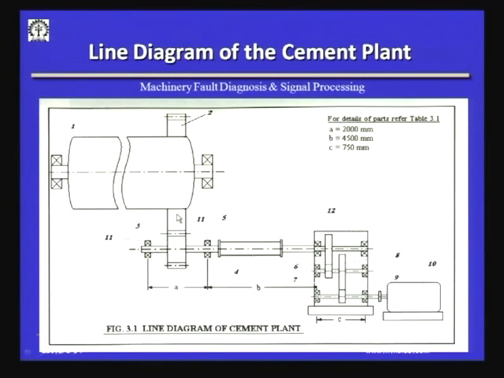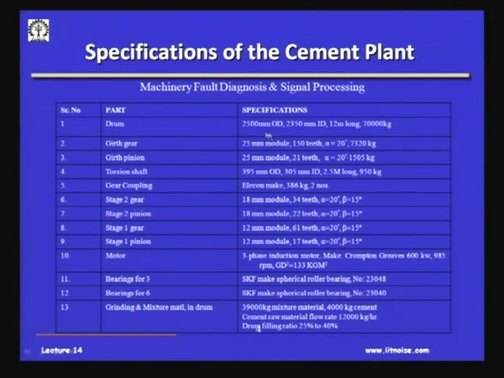So, this is just to give you a small example of the dimensions of this plant. This drum has an OD of 2500 millimeter, ID of 2350 millimeter, and it is 12 meter long. And it weighs about 70 tons. You can imagine the magnitude of the cement plant mill or the drum. The girth gear has 150 teeth. The girth pinion has 21 teeth. The girth gear or the ring gear.